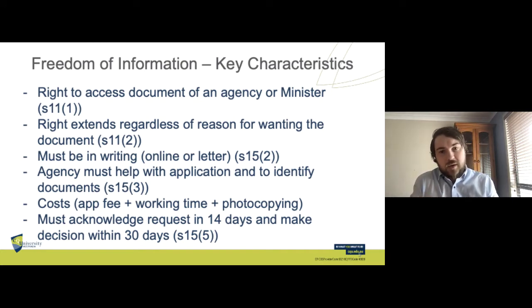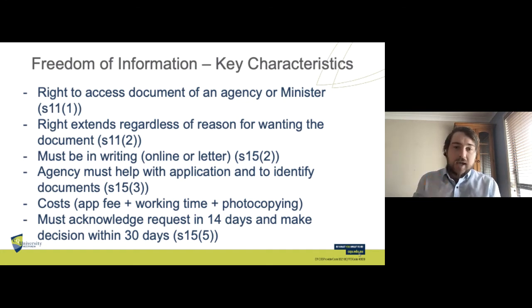There are costs associated with a Freedom of Information request. Those costs are reduced if you're after your personal information, but there's usually a nominal application fee. Plus, then you have to compensate the agency for its working time and also pay for photocopying costs and things like that. And that's quite reasonable. It's also in place to stop sort of needless or spurious freedom of information requests, just blanket asking for every document in the department or something like that. So there is a little check on that balance.